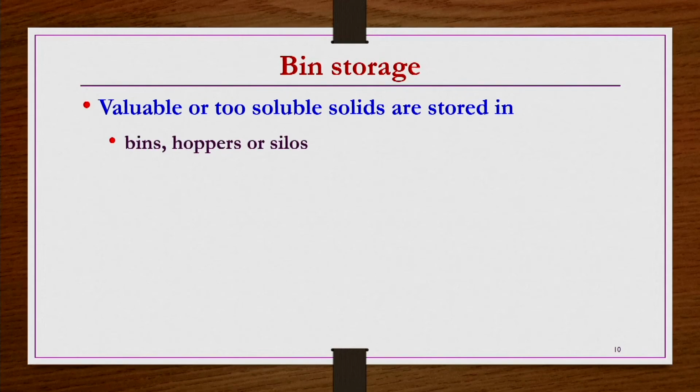Then bin storage. Wherever you have valuable or too soluble solids, they are stored in general in bins, hoppers or silos. Small quantities of material which are very valuable or too soluble have to be properly stored in bins, hoppers and silos, but they may not be in huge quantities, they may be a few tons or something like that, not hundreds of thousands of tons. So, if it is a smaller amount of material which is valuable or too soluble, then those materials are in general stored in bins, hoppers or silos.